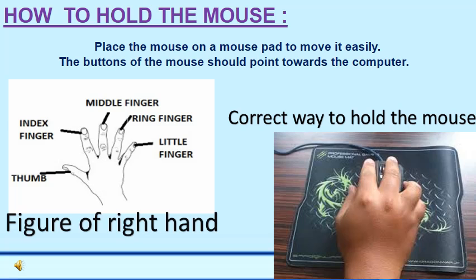Now let's see how to hold the mouse. Place the mouse on a mouse pad to move it easily. The buttons of the mouse should point towards the computer. The first image shows the figure of a right hand, and the second image shows the correct way to hold the mouse. Okay.